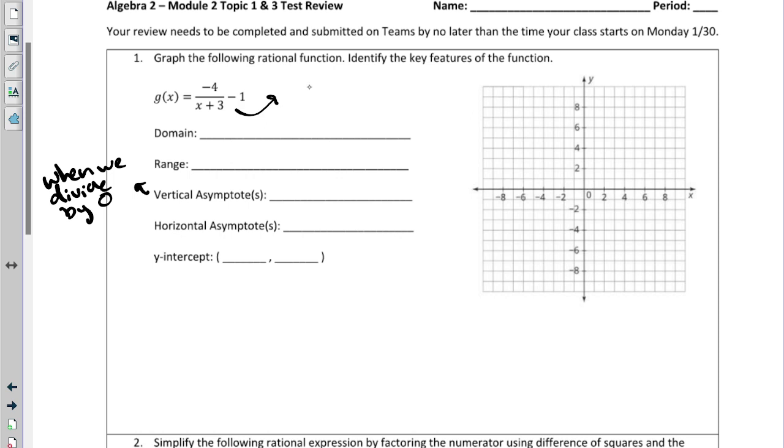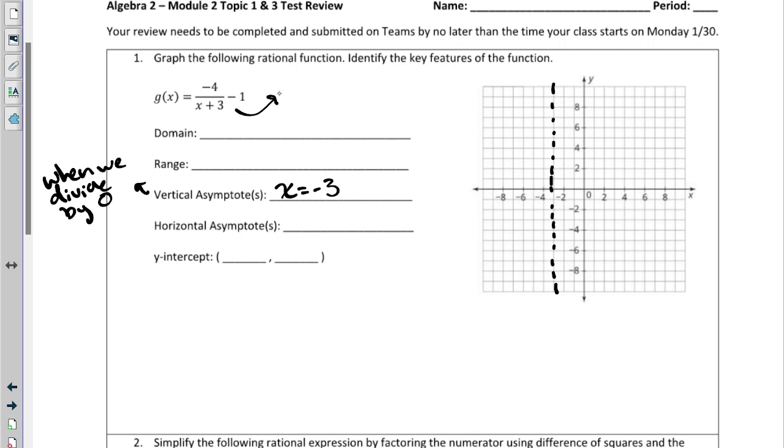So here we go. -4 over x plus 3. I'm trying to figure out what value of x makes me divide by 0. Well, it's just whatever makes the denominator 0, which is just x equals -3, right? If I plug in -3 here, plus 3, I get 0. All right, so I know my vertical asymptote is going to be at -3. So I'm going to draw an up and down dotted line right there, okay? It's like a barrier. It's like the glass.